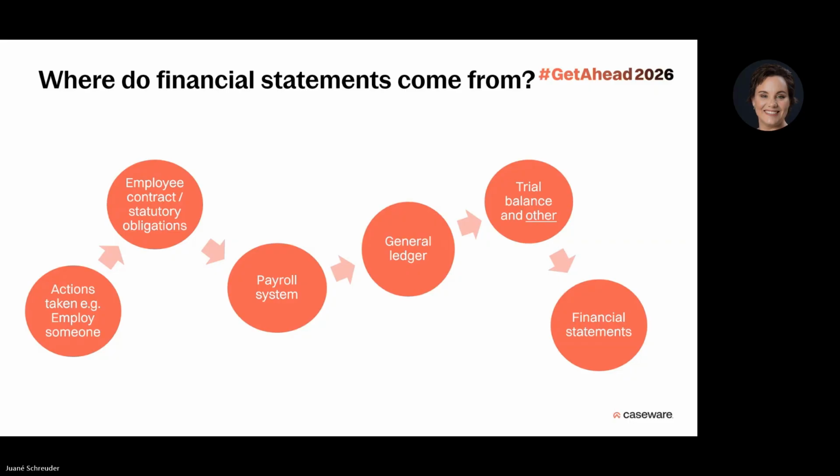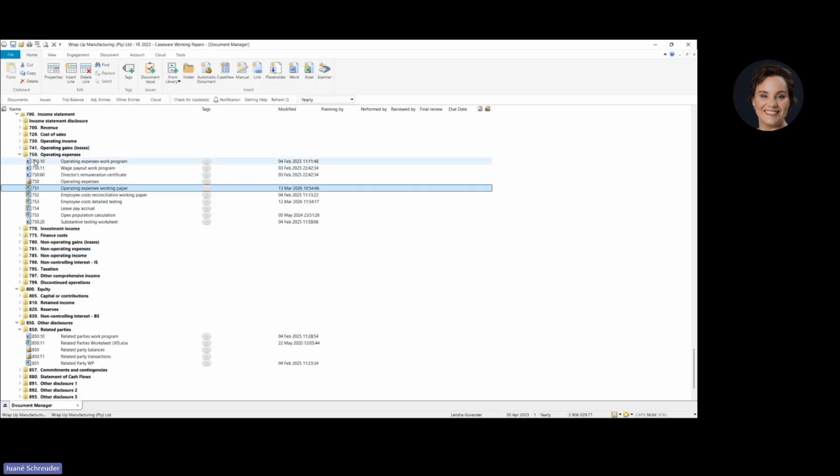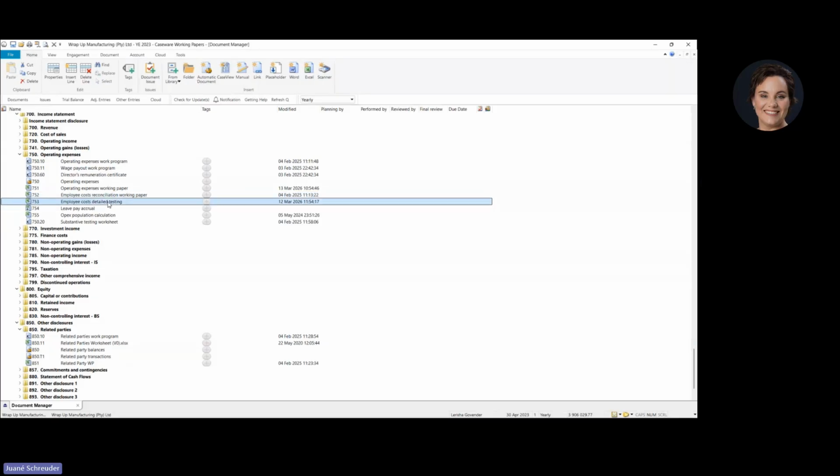Good. So that's your expenses then, or your employee cost expenses for us then. Again, just reminding, we're checking that the client is accounting for these items correctly in terms of the framework. Good. Now we're going to go back to our Caseware file, and yes, we are still in operating expenses because that's where our working papers are for employee costs. And you can see we've done the employee cost reconciliation already. That's all there. The employee cost detail testing is where I want us to focus our attention today.